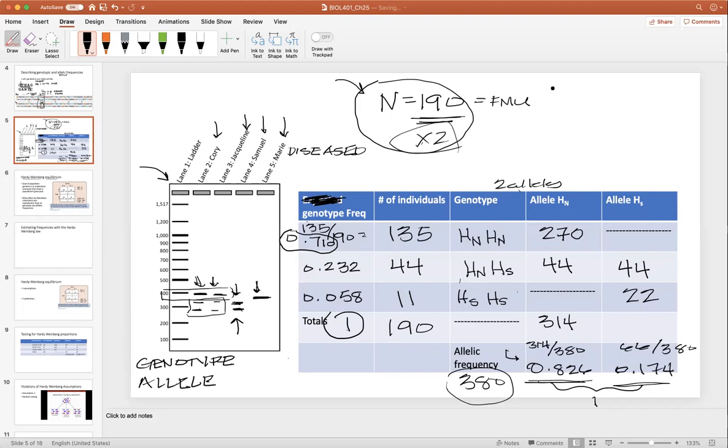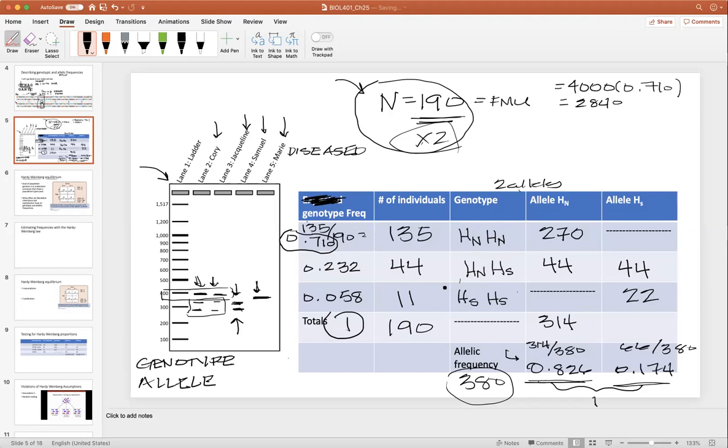So I have this sample, but that's not everyone at FMU. It turns out that the student body at FMU is roughly 4,000 students. So if I wanted to know how many of the 4,000 students were likely to be homozygous dominant, I would just take my number 4,000 and multiply it by the frequency that I have estimated here, which is 0.710. And that gives me, let's see here, 2840 students that I would expect to fall into this category.